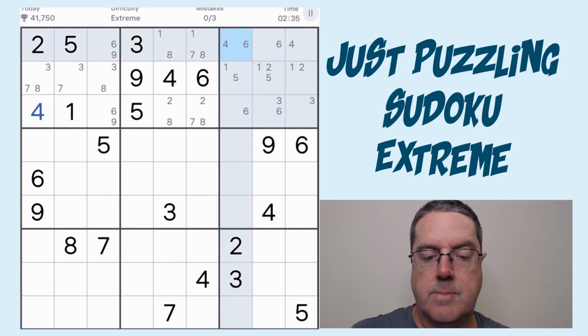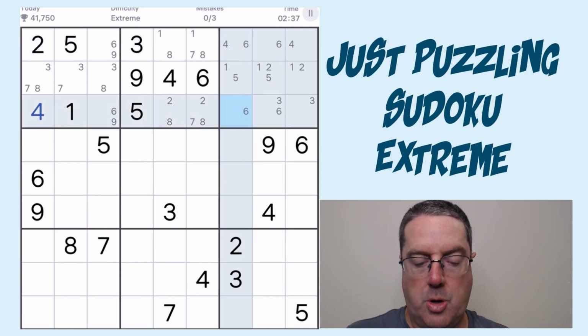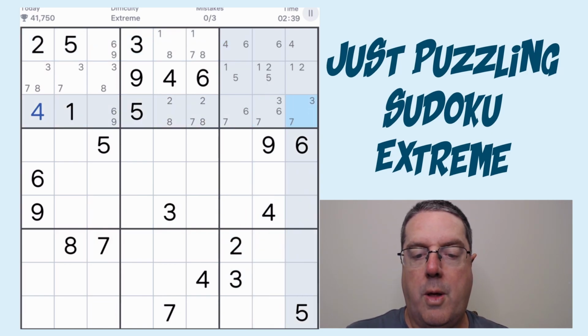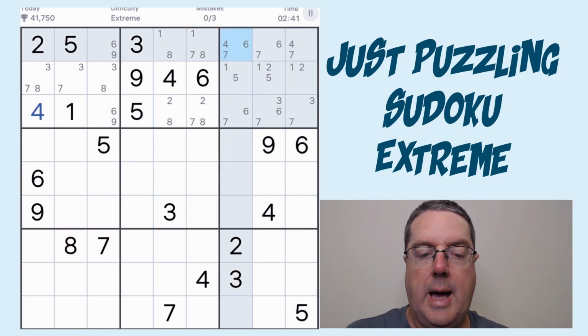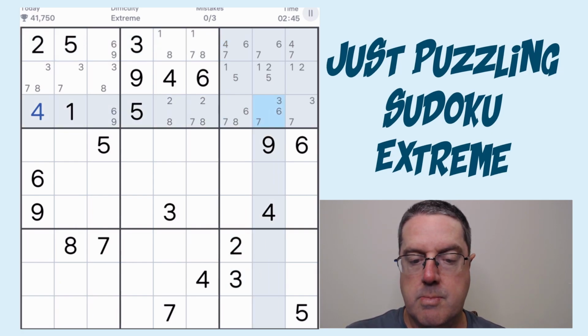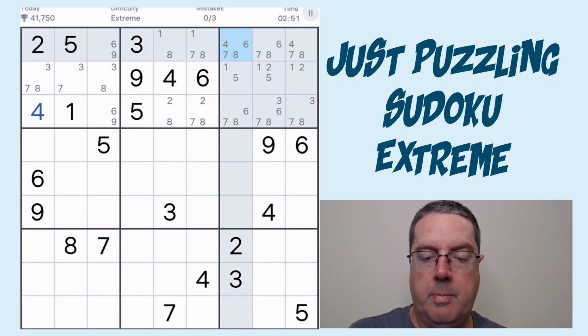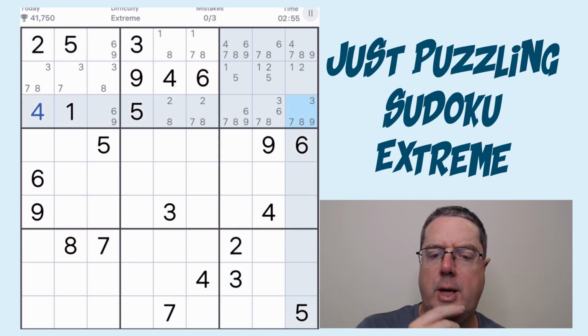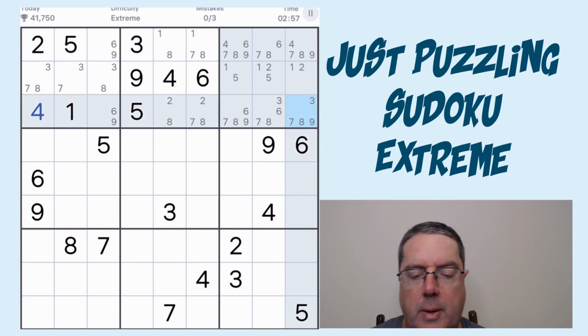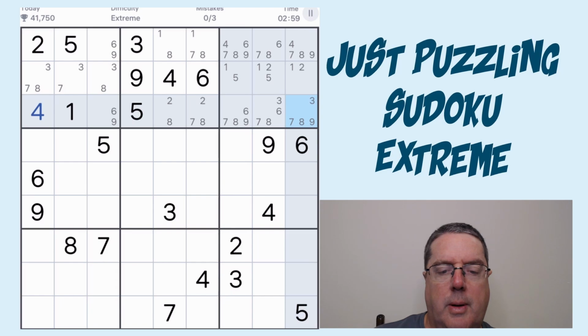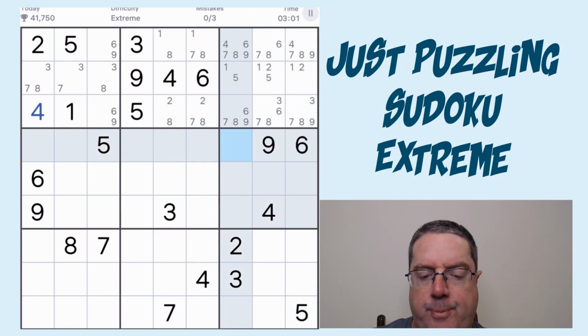7, top and bottom, one of those 6. 8, same as the 7, top and bottom. And 9. So all the outside squares. Did I do 6? Yes, I did. Okay. So 1.